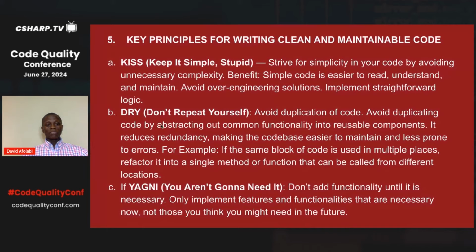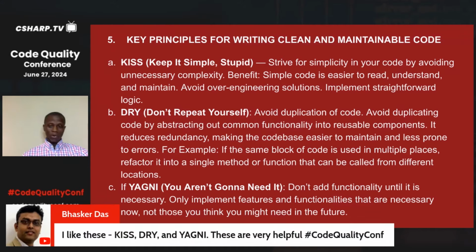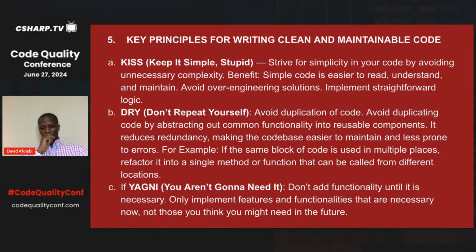The next item here is DRY, which means don't repeat yourself. It focuses on avoiding duplication of code, whether in methods or functions. This could help avoid duplicating code by abstracting out common functionality into reusable components. It also helps to reduce redundancy, making the code base easier to maintain and less prone to error. For instance, if you have the same block of code used in multiple places, refactoring it into a single method or function that can be called from different locations could help align the team with don't repeat yourself, or avoid duplication of code.